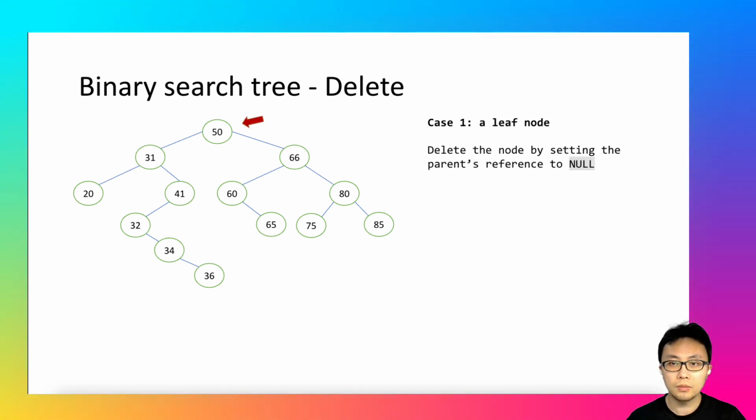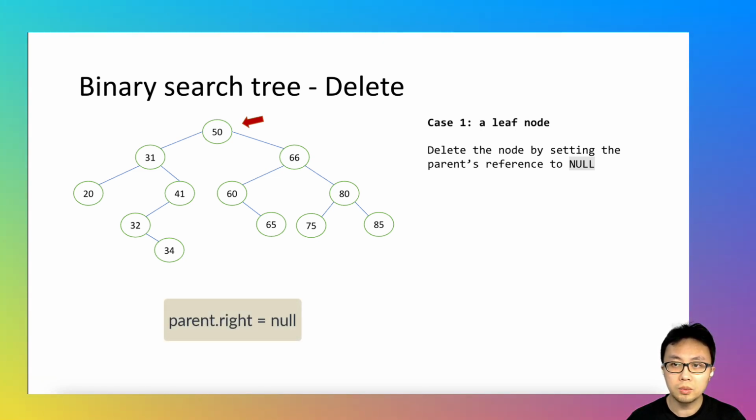The first case. If the target node is a leaf node, we can simply delete the node by setting its parent's corresponding reference to none. For example, if we were to delete this target node with a value of 36, it's a leaf node. We can simply achieve our goal by setting the reference of its parent node 34 to none. Is node 36 still there? Yes, for a while before it's automatically cleaned as garbage. So case 1 is relatively simple. All leaf nodes can be deleted in this way.